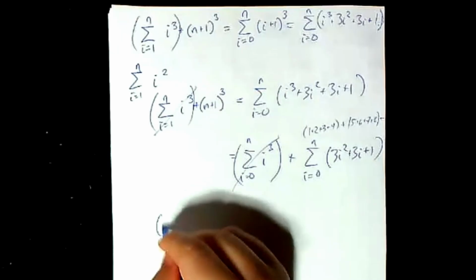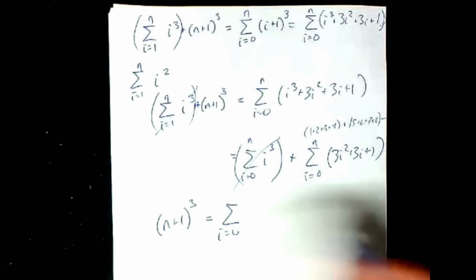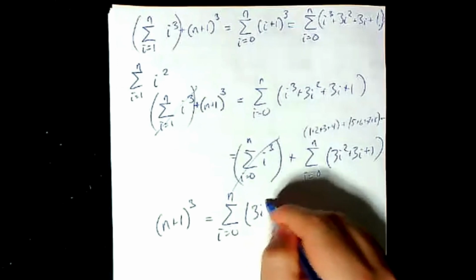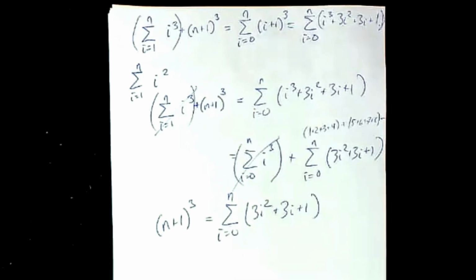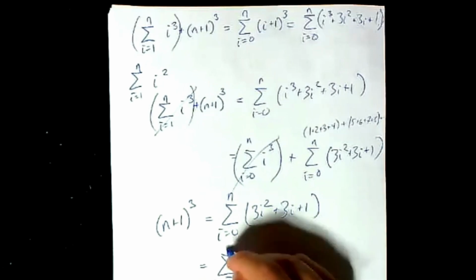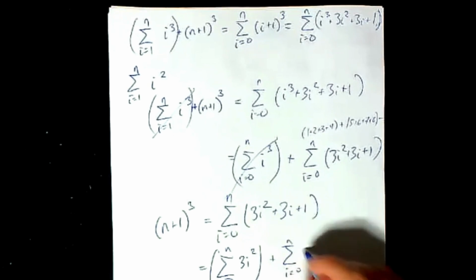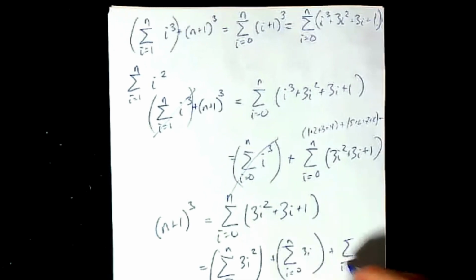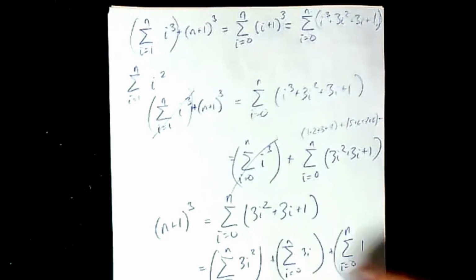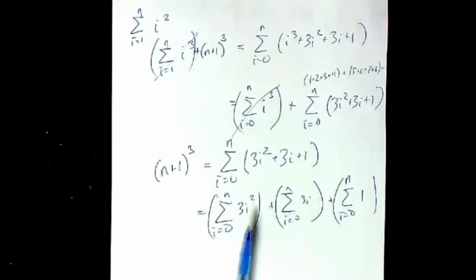Back to the example. And what I get is n plus 1 cubed is the sum as i goes from 0 to n of 3i squared plus 3i plus 1. Well, I can now separate these things in exactly the same way, and add them up all separately. And this is almost the one I'm interested in. We'll get to that in a sec, but the other ones I actually know.